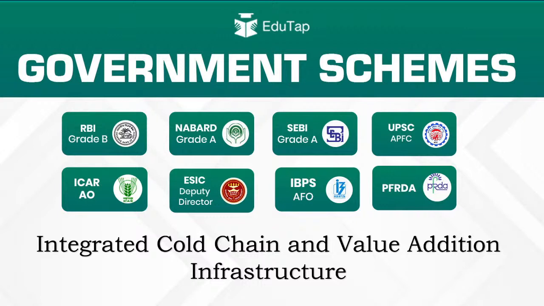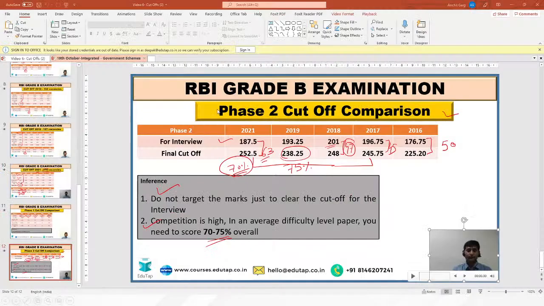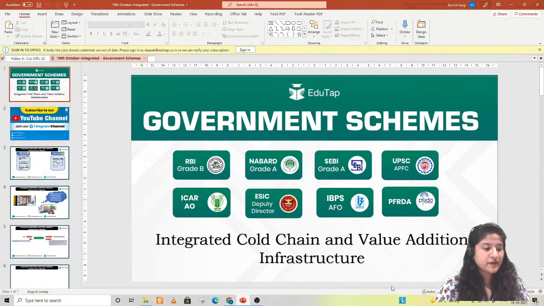But before that, as you can see in the picture also, what a heavy name it is. So let's just start with the integrated cold chain and value addition infrastructure. I guess I'm not visible, right? Can you tell me if I'm visible and audible? Yeah, I guess now it's fine.